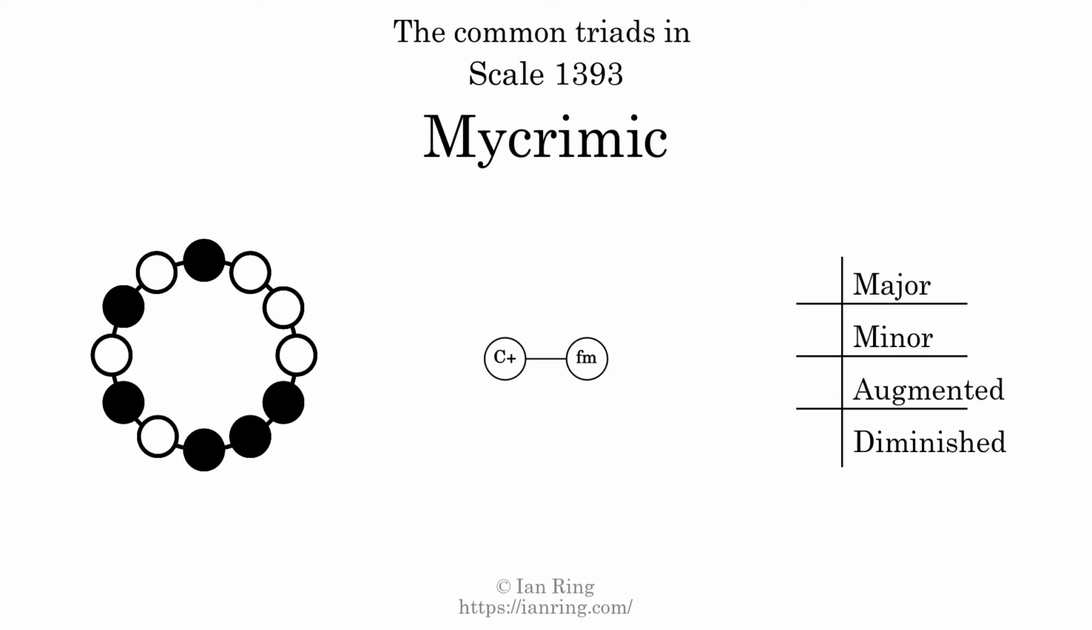010101110001. Here are the common triads present in this scale. The diagram in the center is a graph of parsimonious voice leading between triads. There are no major triads. There is one minor triad. There is one augmented triad. There are no diminished triads. Here is a Hamiltonian path of parsimonious voice leading that uses all the triads.